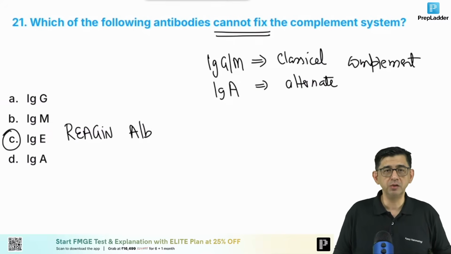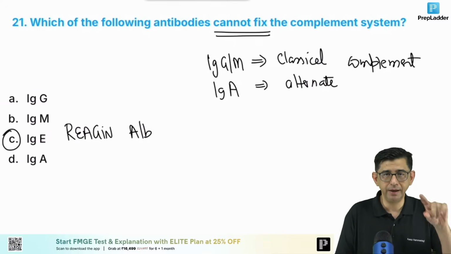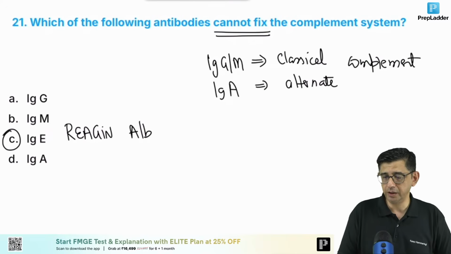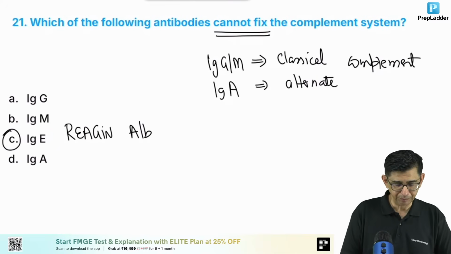Yes, the correct answer to this question is option number C, and the antibody that I'm talking about is immunoglobulin E, that is related to the process of allergy. So good job.